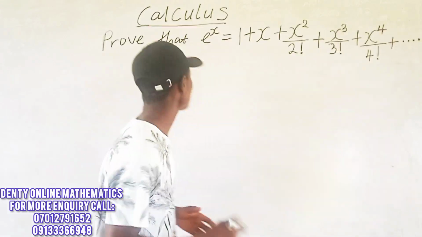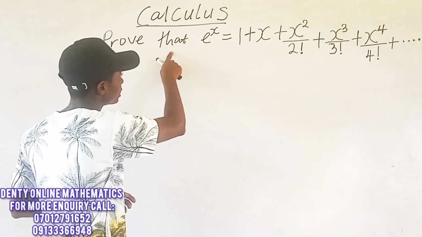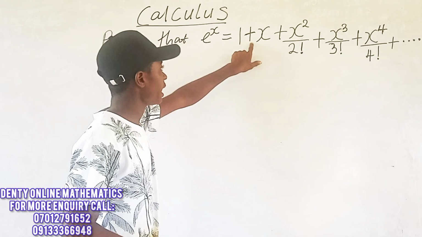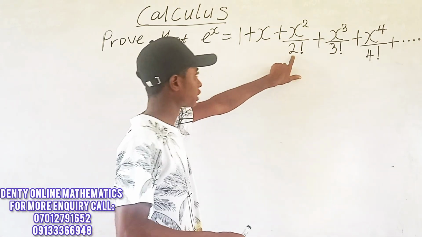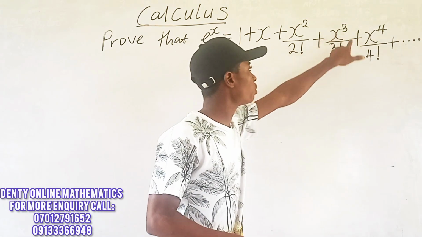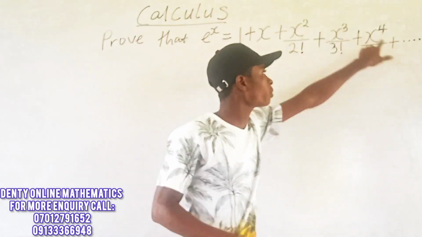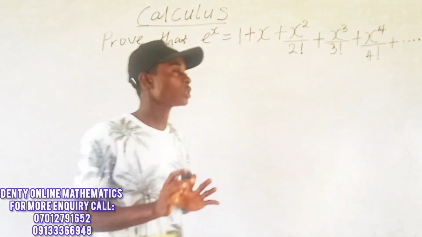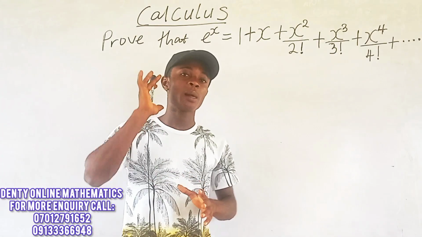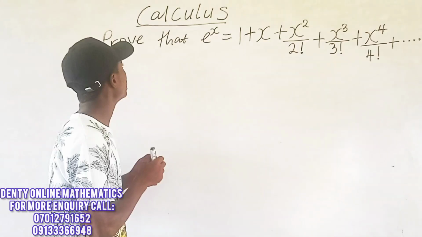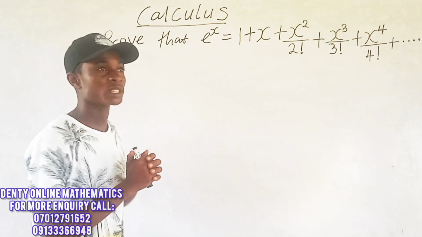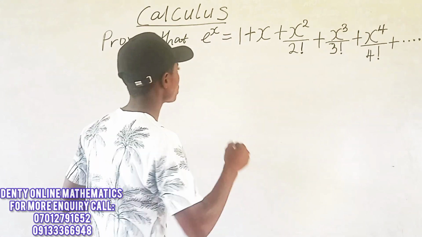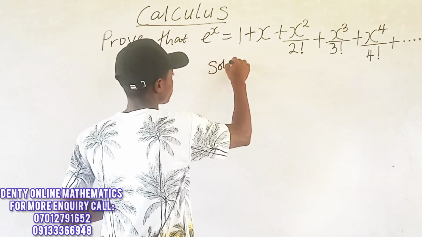Now in this video, let's look at what we have here. We have to prove that exponential power x is equal to 1 plus x squared over 2 factorial plus x cubed over 3 factorial plus x power 4 over 4 factorial, and the series continues. That's what you have to prove in this particular video. It's somehow technical, but it's very, very simple. You get it? Now, this is the solution to this problem.